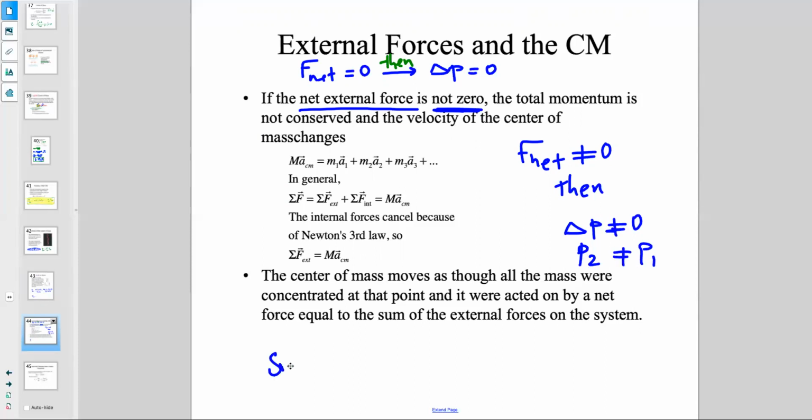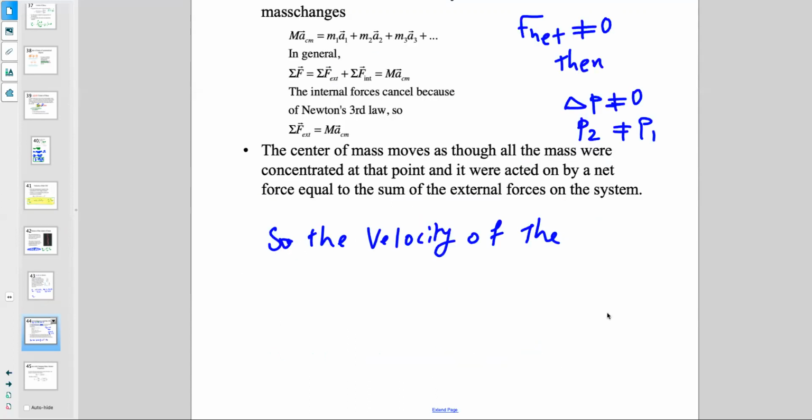So the velocity of the center of mass will not be conserved, because the mass is the same, but the velocity would change because the momentum is not equal finally and initially.